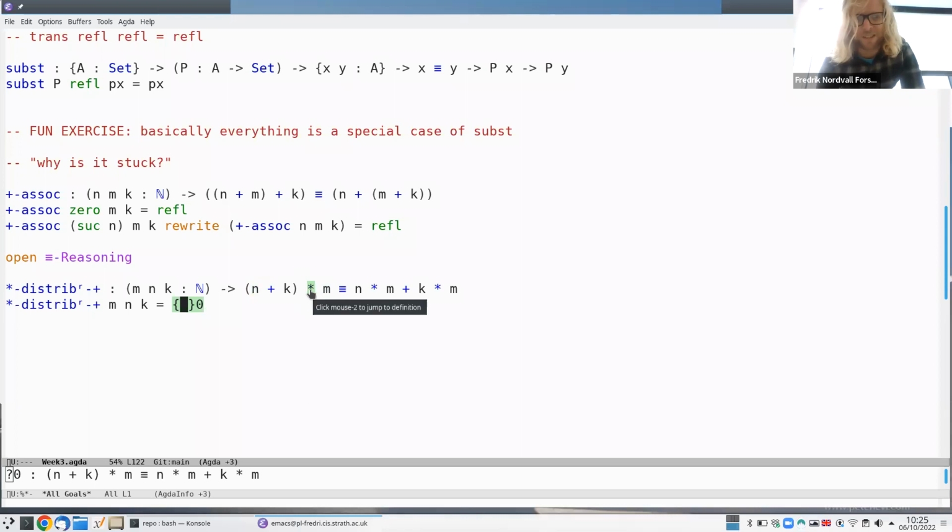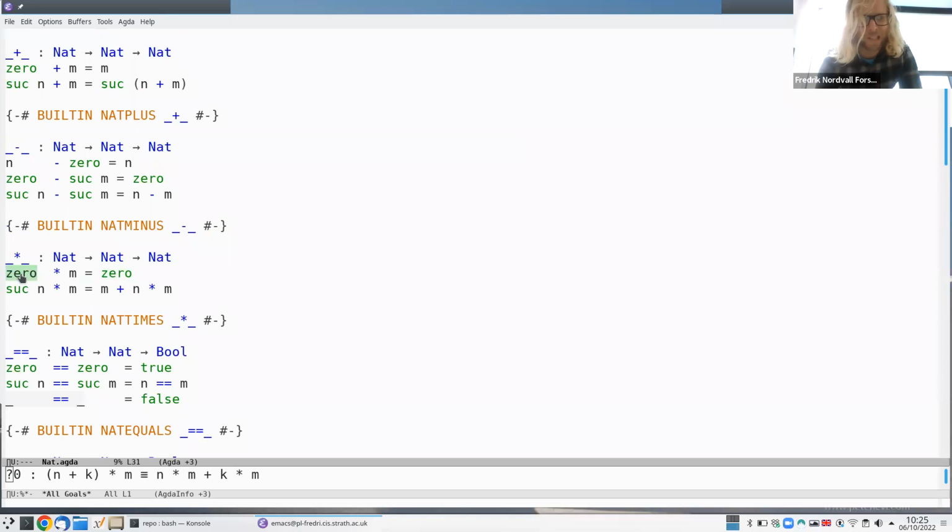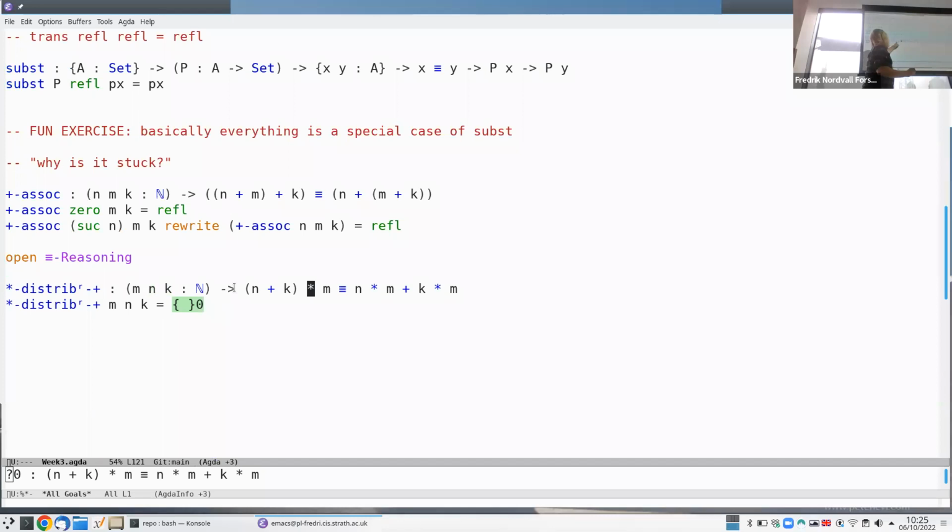So let's look. Multiplication is also defined by pattern matching on the first argument. Zero times anything is zero. Suc m times anything is something plus something. So this thing here should again be stuck because of this first argument. And why is this stuck? Well, this is again stuck because of its first argument. And what about the right-hand side? It's stuck because of the first argument of plus. This is stuck because of the third argument of times, which again happily points the blame at the same variable. So let's pattern match on m.